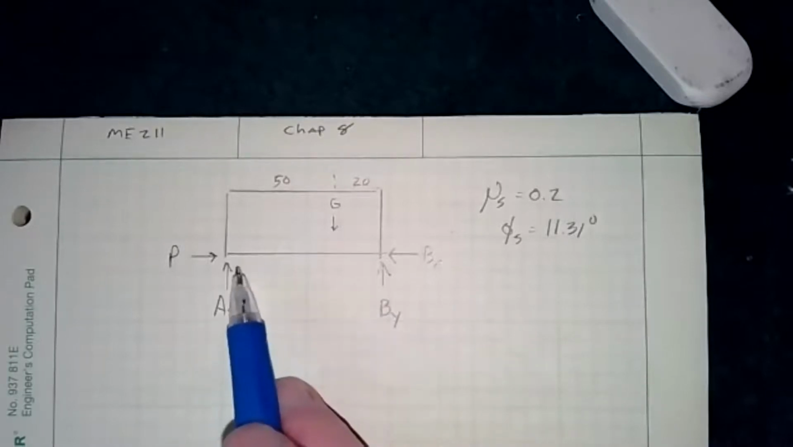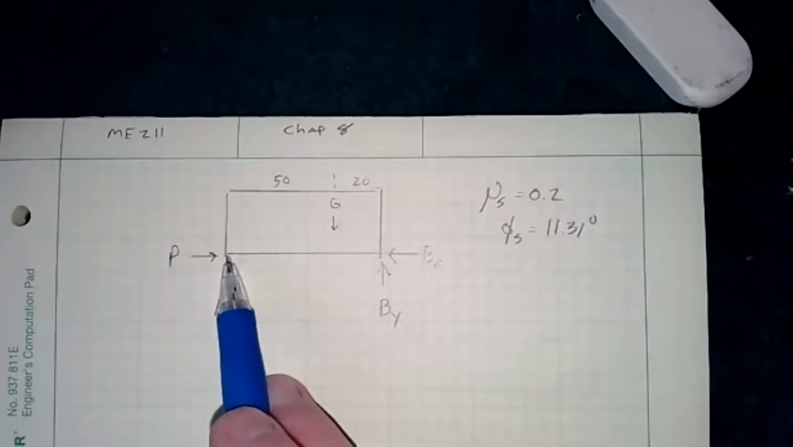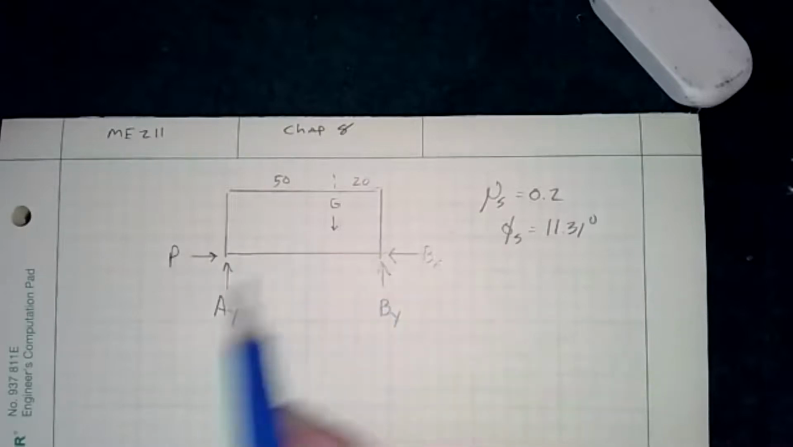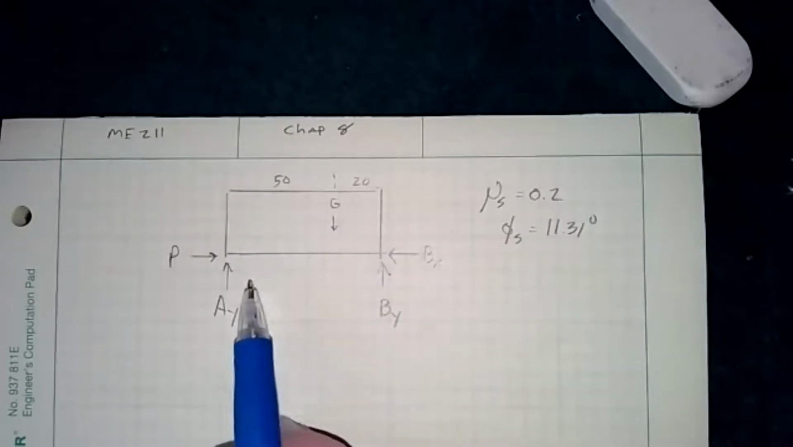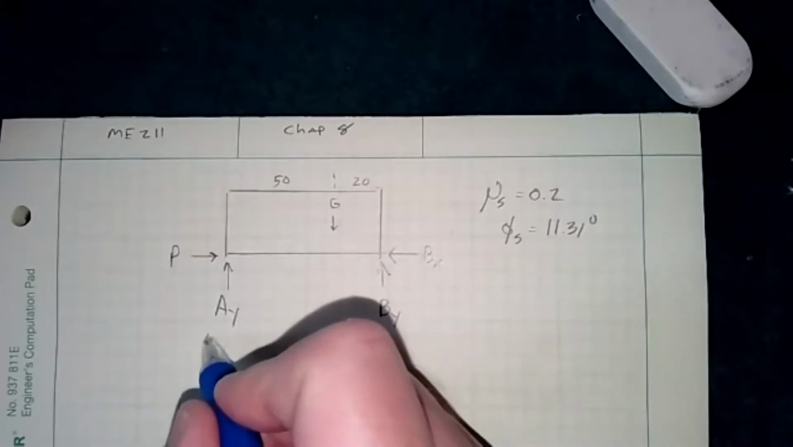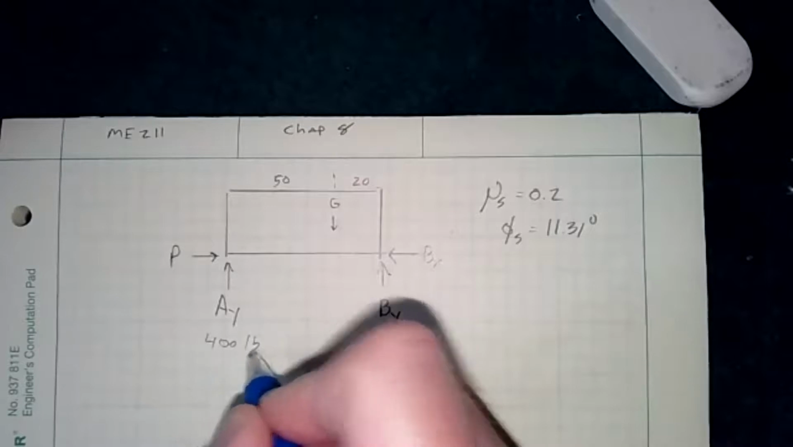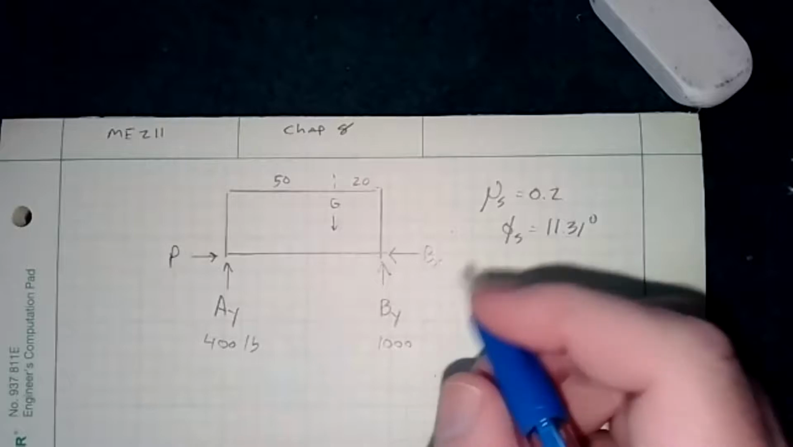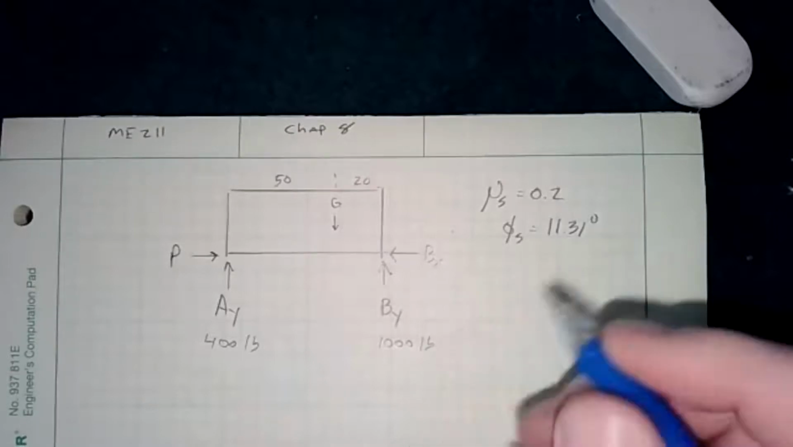But let's first figure out what the AY and BY are. So we know that if we sum the forces at one of these points, if we sum it at A, then we can solve for B, or at B and solve for A. So we've done that before. You don't need to rehash that. So if we do that, we find out that there's 400 pounds at A and 1,000 pounds at B due to the mismatch in G. So we know that now.